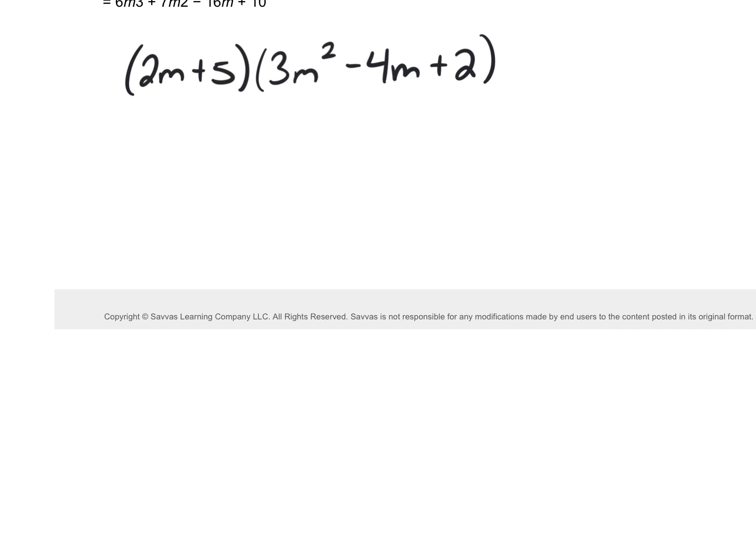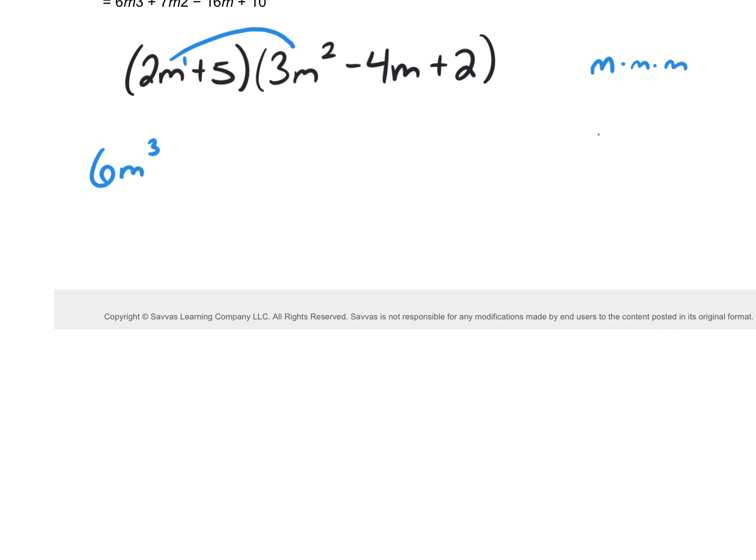So I'm going to start with that 2m. I'm going to take 2m times 3m squared. Now, let's talk about this for a second. What is 2 times 3? 6. Let's think about the m's for a second. I'm multiplying 1m times 2 more m's. How many total does that give me? It gives me 3, right?